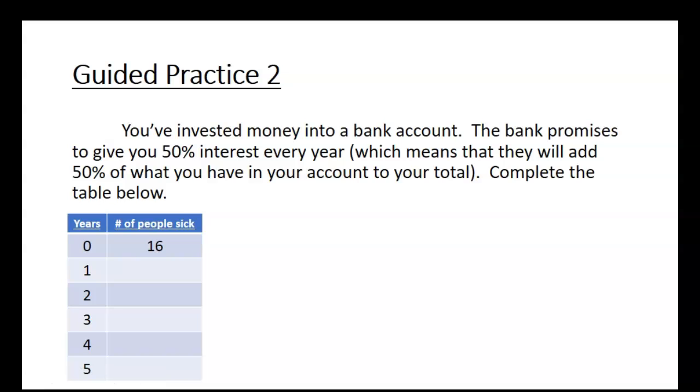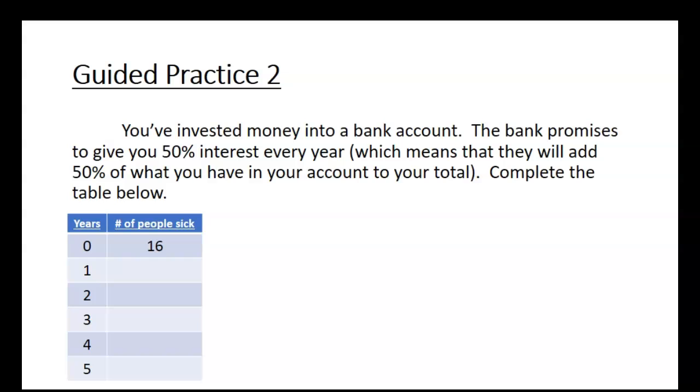So you've invested money into a bank account, let's say. The bank promises to give you 50% interest every year. Okay, what that means is, now no bank would ever do this, by the way, they'd go broke, but just to make the problem easier, at the end of the year they look at what's in your account and they take 50% of that and they add it on. Okay, that's what interest is.